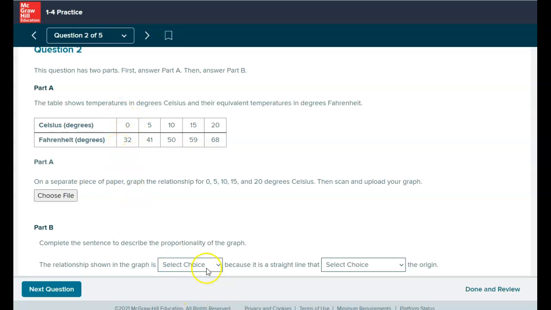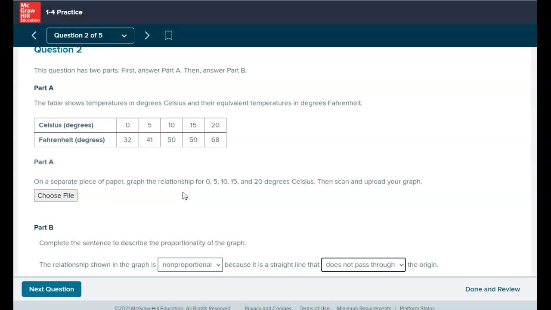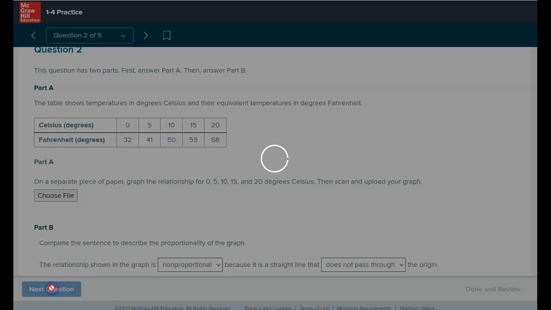All right, so let's see what these drop-down boxes say. The relationship shown in the graph is non-proportional because it is a straight line that does not pass through the origin, okay? So apparently on this, you're going to have graph paper. That's fine. You won't have to upload your graph. You can just hand it to me. Unless you're working from home. Then you can feel free to upload it.